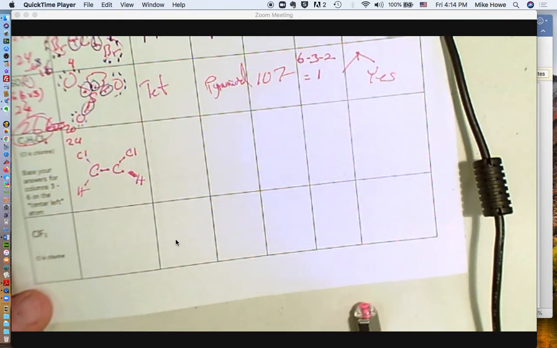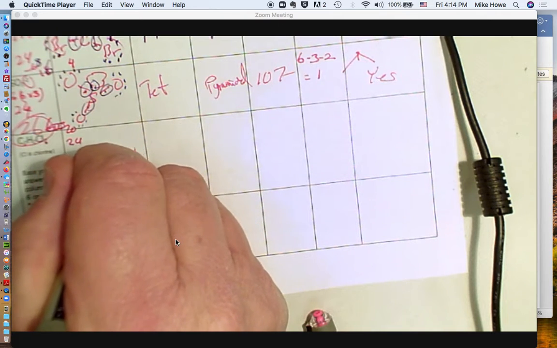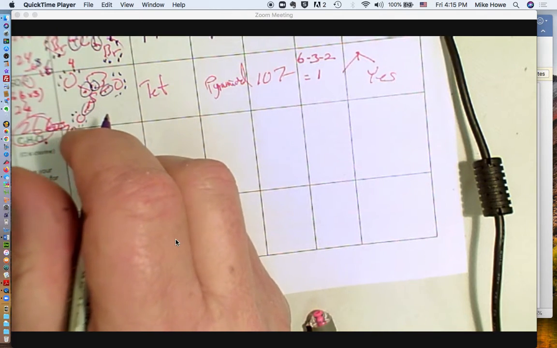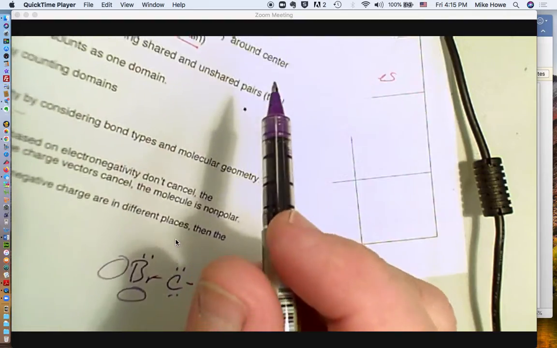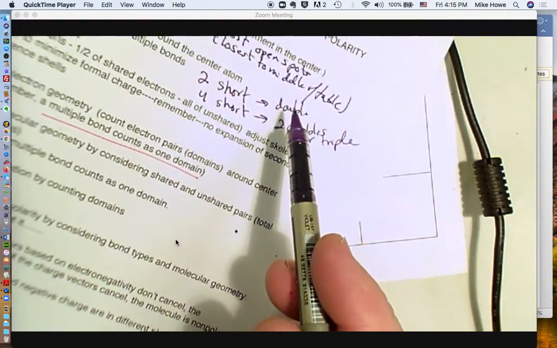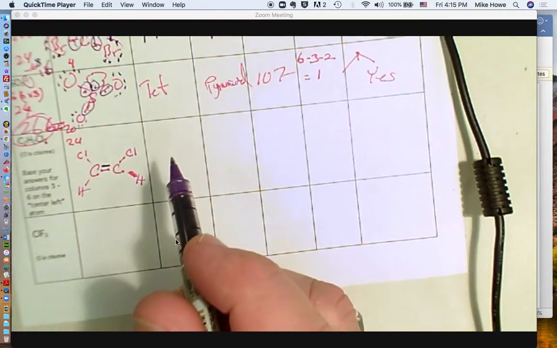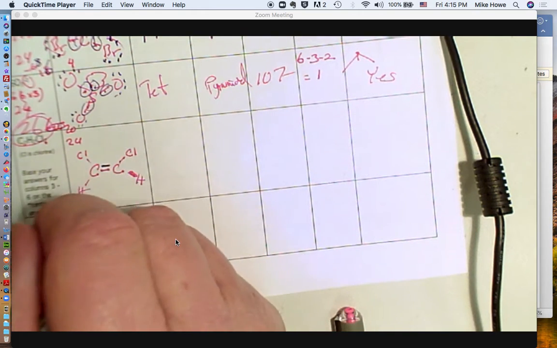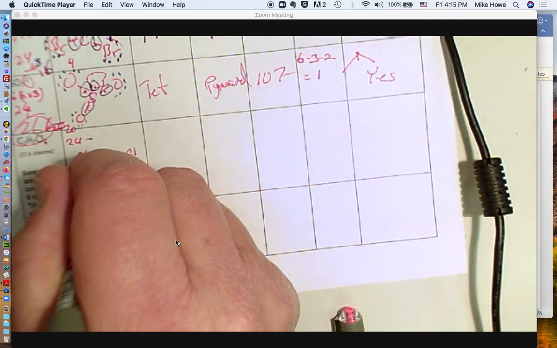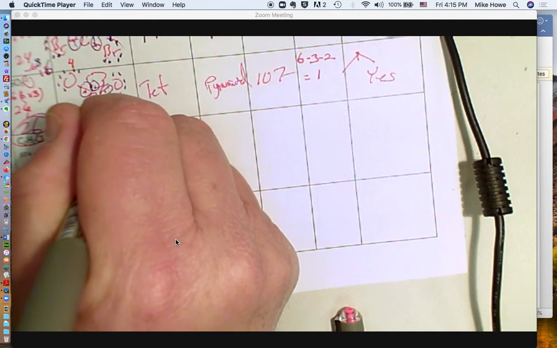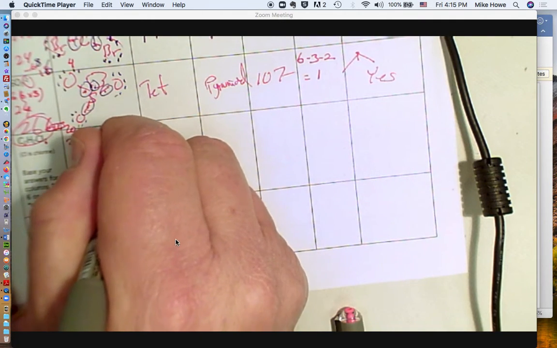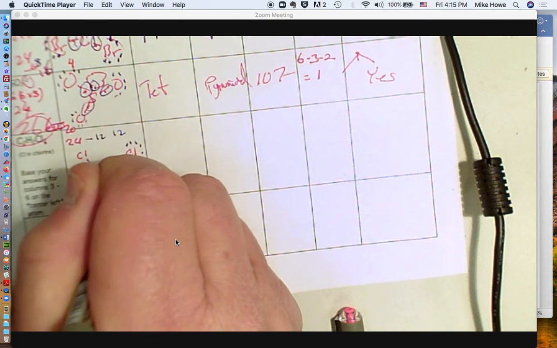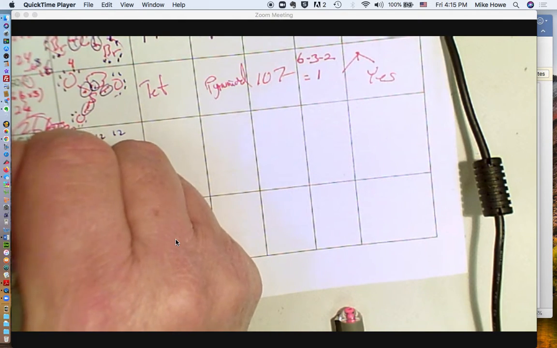So if you're too short, what you have to do is add a double bond. Remember we talked about that. If you don't have enough electrons to go around, too short, add 1 double bond. So we add the double bond. Now we subtract 24 minus 2, 4, 6, 8, 10, 12. That gives us 12 to put in. So 1, 2, 3, 4, 5, 6. We don't need any around either carbon now.